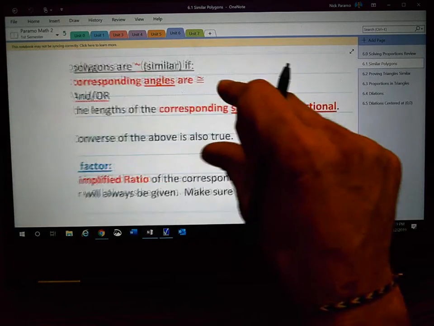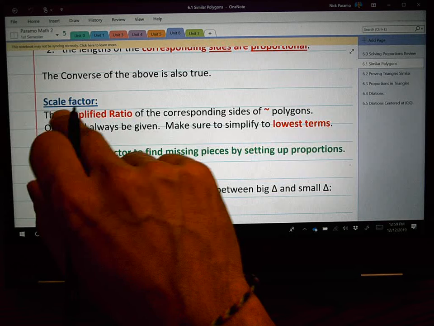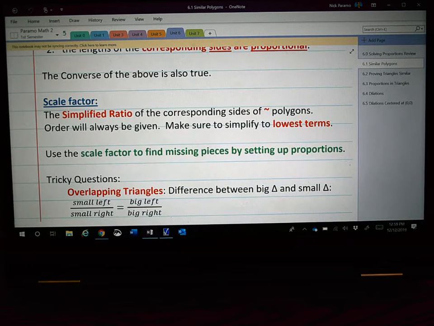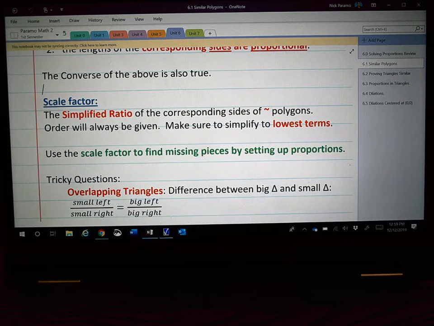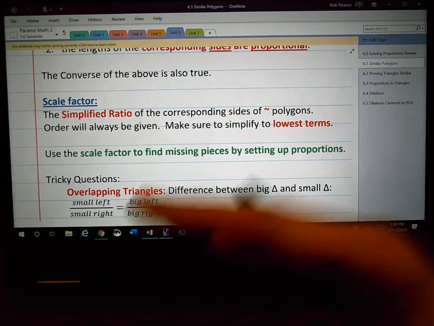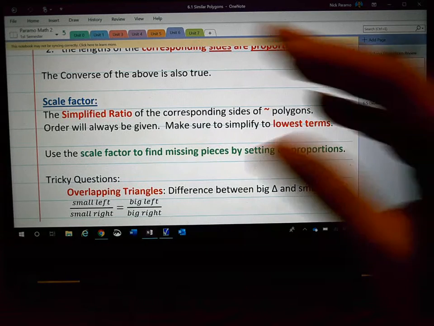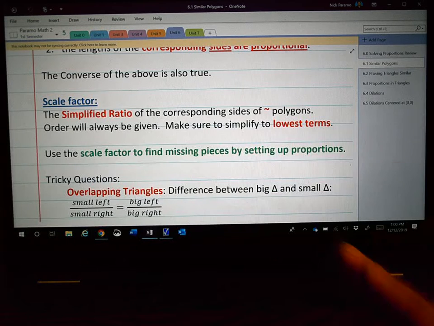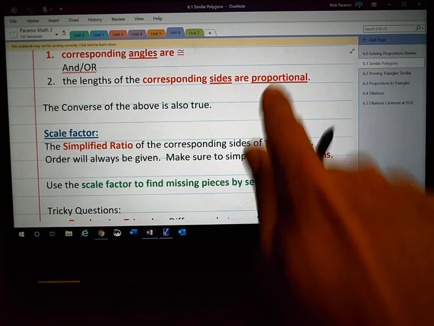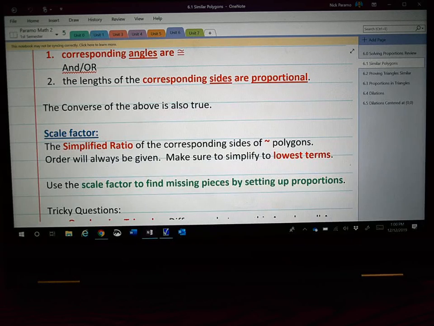Besides that key word proportional, we learned something called scale factor. Scale factor and proportional were really the same ideas. The whole chapter was about knowing whether something was similar or not similar. There were lots of different ways to figure out if they were similar or not similar, but similar meant the same shape but not necessarily the same size. It also meant that they were proportional.